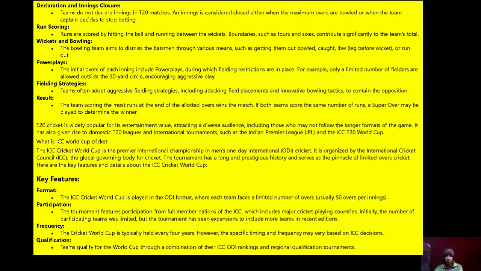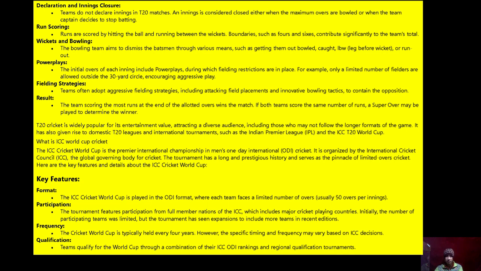Next point, playoffs. The top teams in the IPL standing advance to the playoff, which include qualifier matches, an eliminator, and the final. The winning team of the final is crowned the IPL champion.